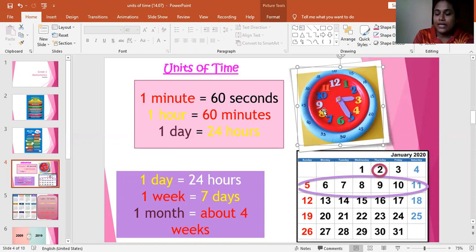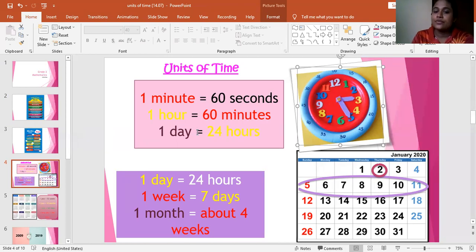And also the minute hand should move 1 round to reach 1 hour. When it moves 60 minutes, it marks 1 hour. To mark 1 hour, the minute hand should move 1 round. That means 60 minutes. So we say 60 minutes is equal to 1 hour.